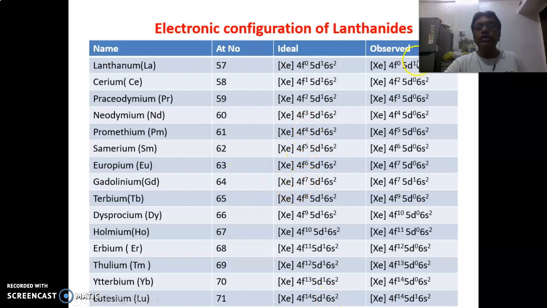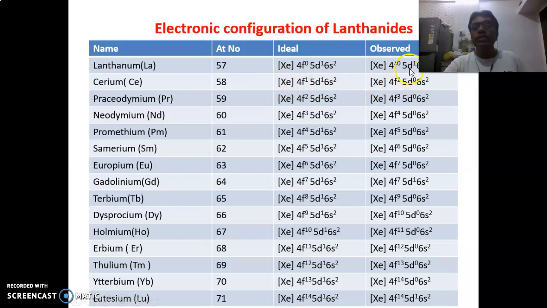Now let us see the observed electronic configuration. There is a very little change. According to the observed electronic configuration, the 5d electron is shifted into the 4f orbital, or there is a transfer of the 5d electron into the 4f orbital, because it requires very little energy. So an electron transfer process takes place here. The electron from the 5d orbital is shifted to the 4f orbital. If you see the electronic configuration of cerium, in ideal it has 1 electron in 4f, now in observed it has 2 electrons.